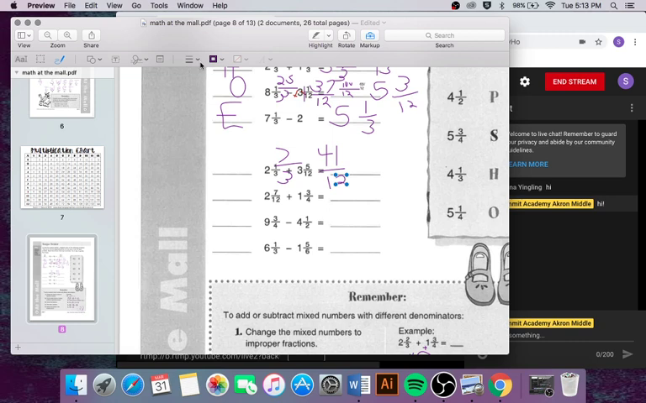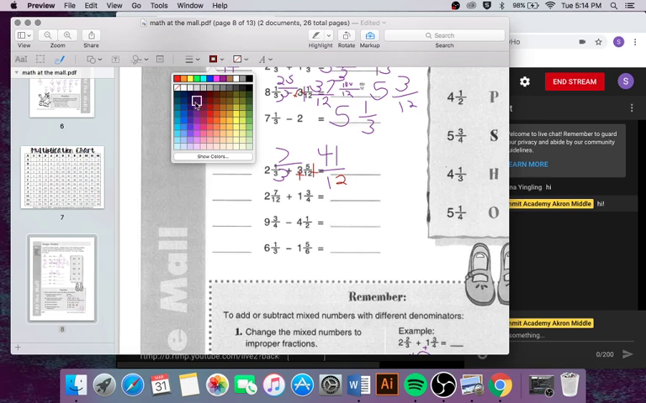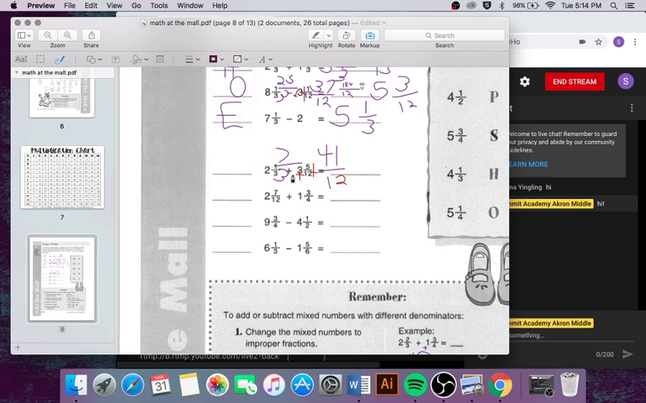So again, we're going to have to multiply 3 times 4 to get 12. So we have 3 times 4 will give us 12, because 12 is the least common multiple that goes into both 3 and 12.